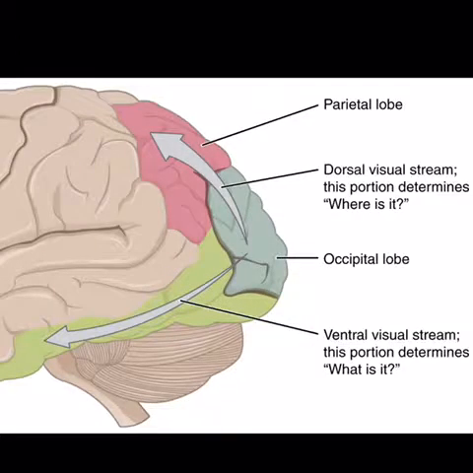As indicated in the diagram, two separate questions are answered from the two separate pathways. The dorsal stream answers the question, where is the object? Whereas the ventral stream answers the question, what is the object?